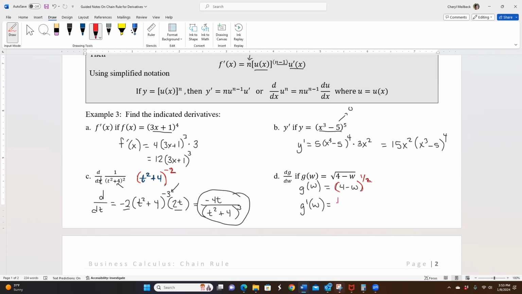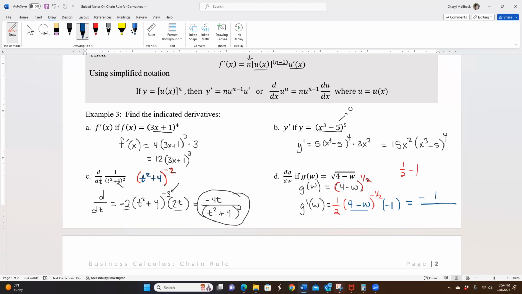Using the power rule, that'll give us 1/2 to the negative 1/2, because when you subtract your exponents to find the derivative, 1/2 minus 1 is a negative 1/2. Then we have our inside function, which remained the same. Now we take the derivative of the inside function. The derivative of 4 is 0, and the derivative of a negative w is a negative 1. This will wind up giving us a negative value because we have a negative number times two positive numbers. So we'll write negative 1.